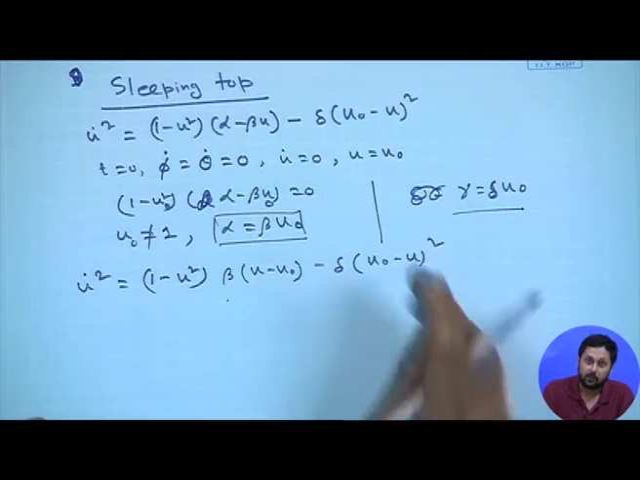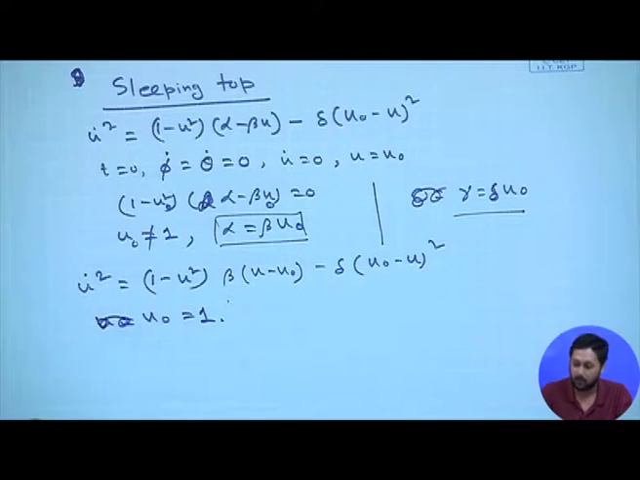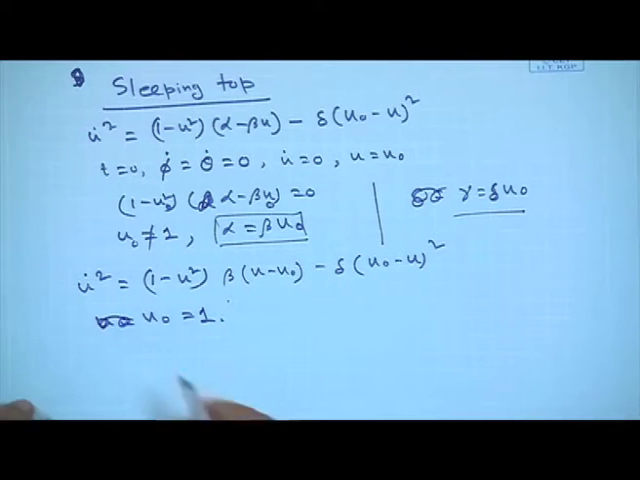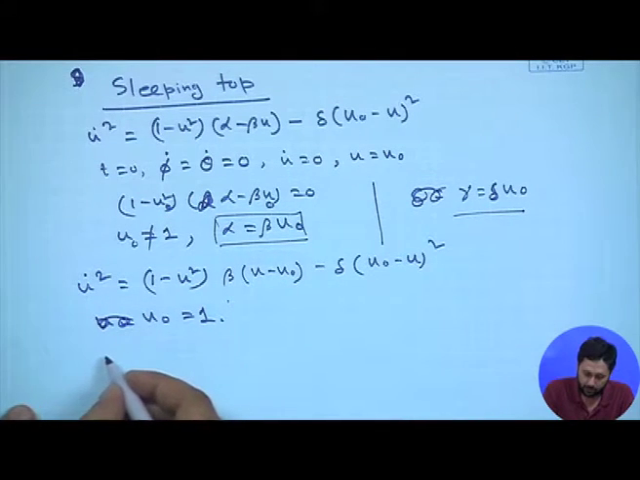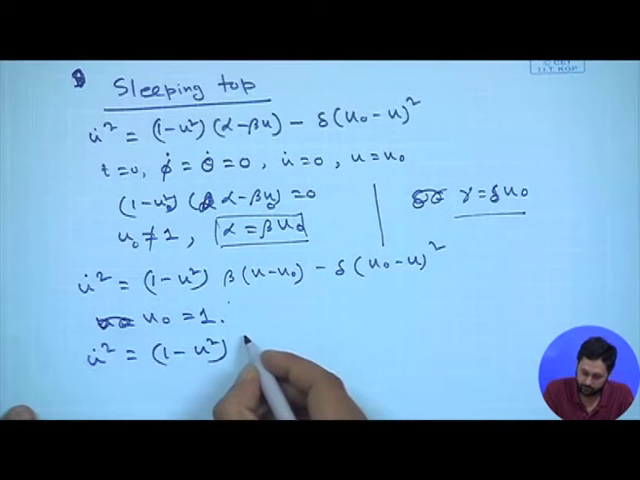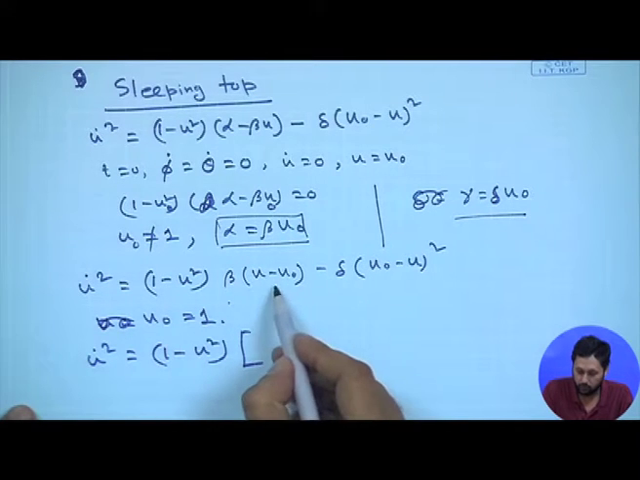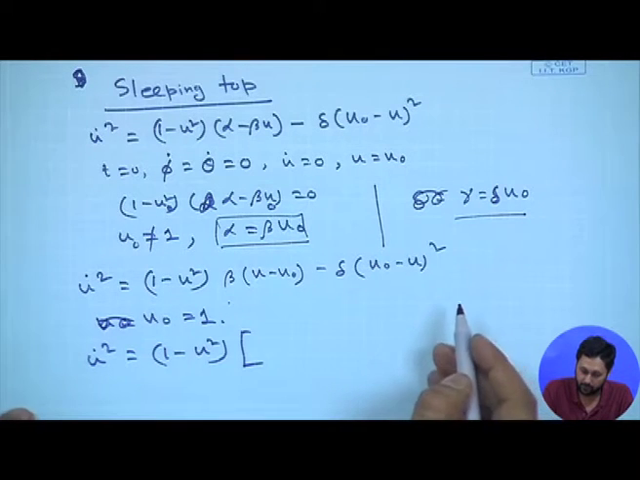Now, let us consider the case of slipping top. Slipping top is when u0 is equal to 1. Now, if you put u0 equal to 1 in this particular equation, what do we get? We can substitute u0 equal to 1 and the equation becomes u dot squared is equal to 1 minus u square. See, if you put u0 equal to 1, so this will be u minus 1 and this will be u minus 1 whole square, right.